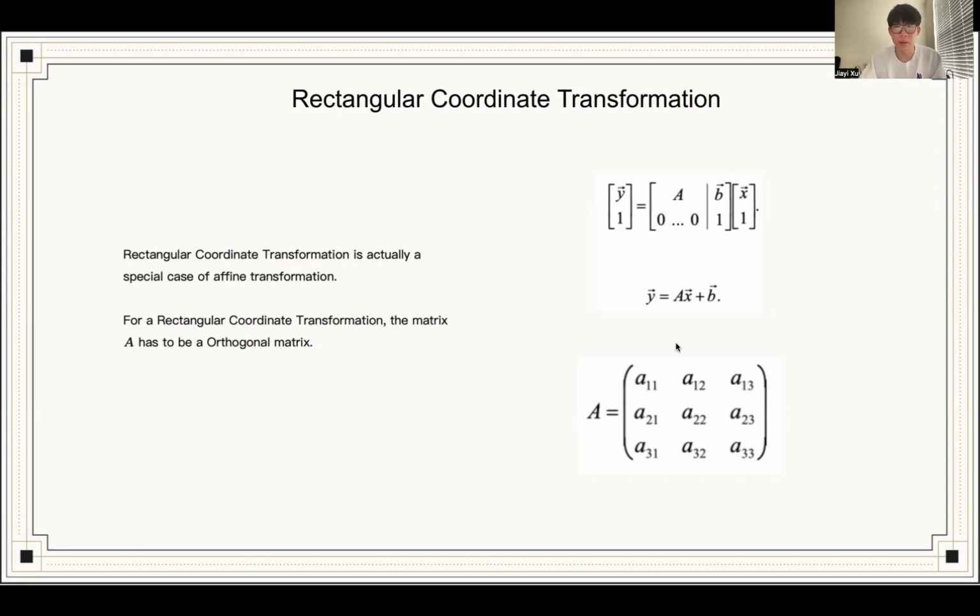So for the matrix A here, we should have some restriction, because we know that the two coordinate systems have to be rectangular ones. So now the matrix A has to be an orthogonal matrix. Well, to be more detailed, I will show it in my report. If you're interested in that, you can see my report.